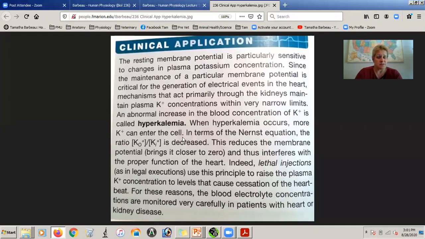Don't worry about the Nernst equation, that's a physics thing. But what happens is that can cause your heart muscle cells to remain resting instead of contracting, and can actually stop your heart, okay? Notice, for these reasons, blood electrolyte concentrations are monitored very carefully in patients with heart disease or kidney disease, okay?